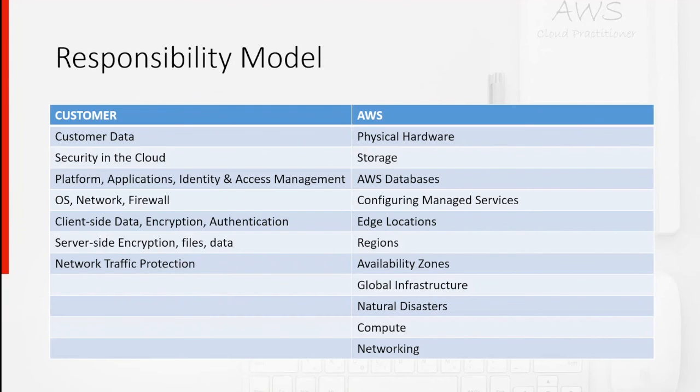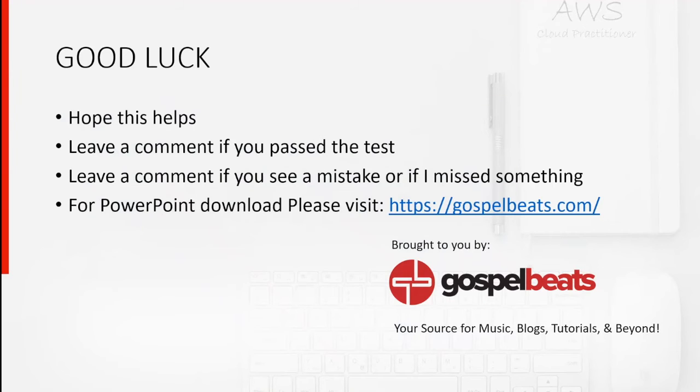And this is a summary or recap of what we just went over. So as you can see, this is the responsibility model, and you can see the customer responsibilities on the left and the AWS responsibilities on the right. Awesome. Quick video, straight to the point, help you kind of remember that responsibility model when you're trying to study and remember for the exam.